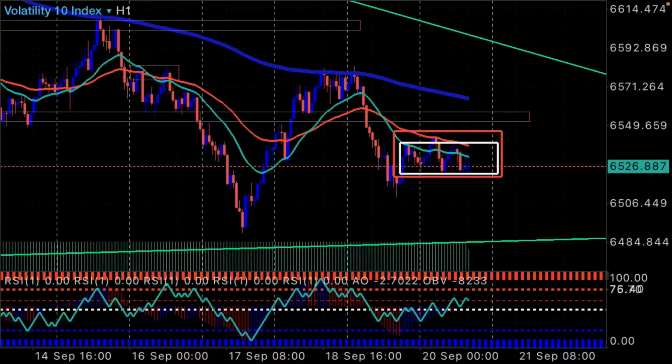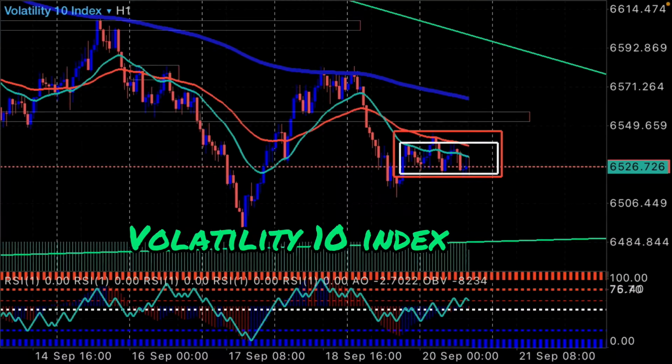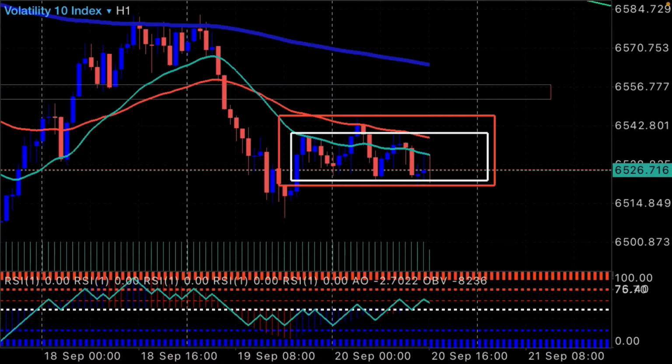So I'm showing you this is V10 on the 1 minute time frame. If you notice, every Monday, even on Boom, they normally do this to trap people's money. I don't want you guys to be involved in this trap. So I'm showing you this strategy for you to be aware.